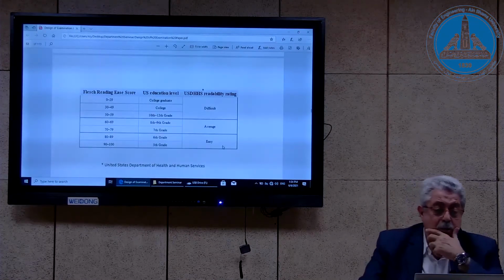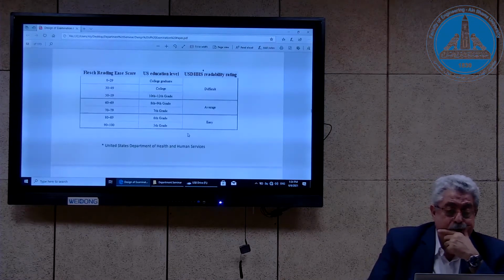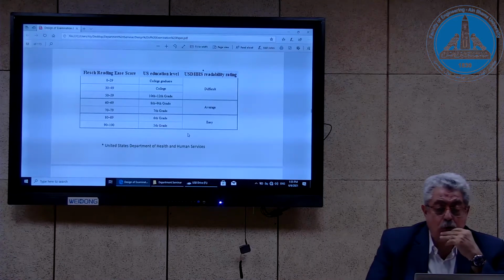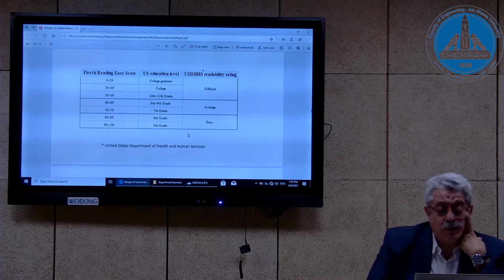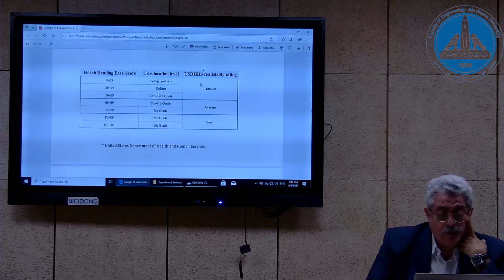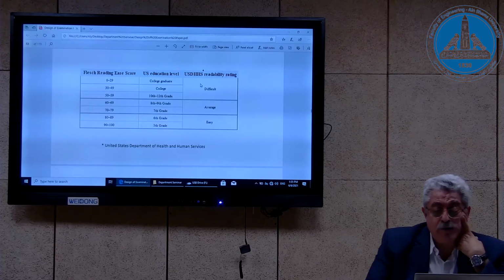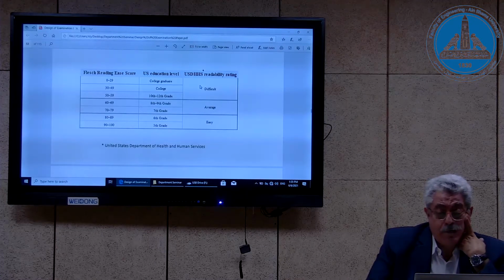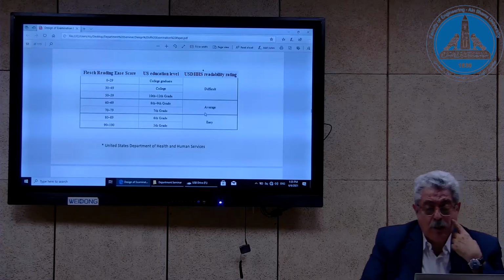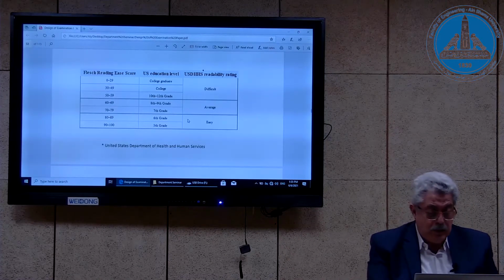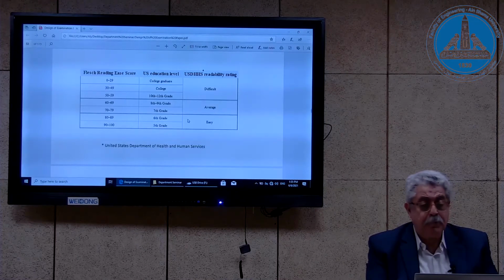Here is a table that shows the Flesch Reading Ease score and its relation to United States educational level, and how the United States Department of Health and Human Services classifies the text as difficult, average, easy in the study for the COVID-19 internet material.